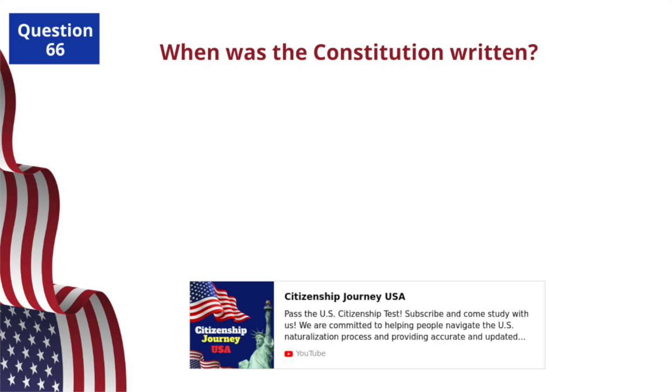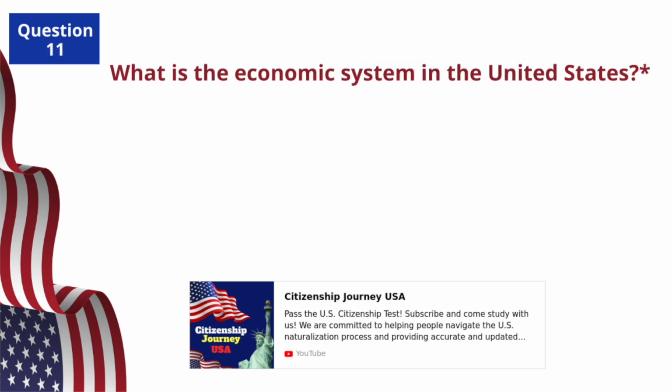When was the Constitution written? 1787. What is the economic system in the United States? Market economy.